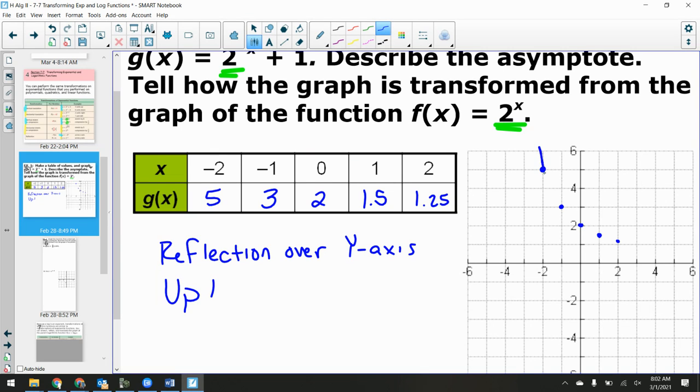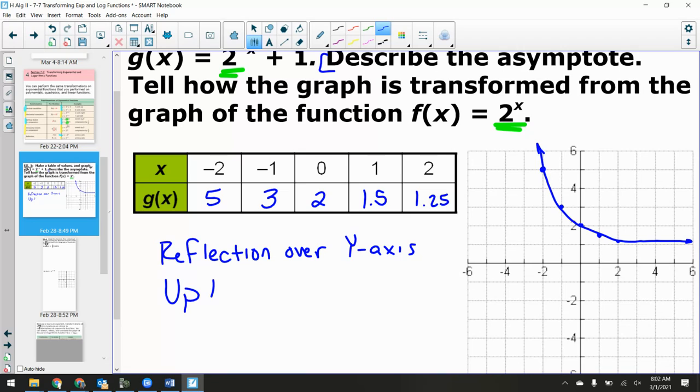Now, the last question says, well, I guess it wasn't the last one, I kind of skipped by it. It says, describe the asymptote. That's going to be extremely important. Let me ask you this. Where was the asymptote of 2 to the x, the untransformed 2 to the x? At y equals 0, correct? And it's important that we say y equals 0. We can't just say 0, because it's a horizontal line.